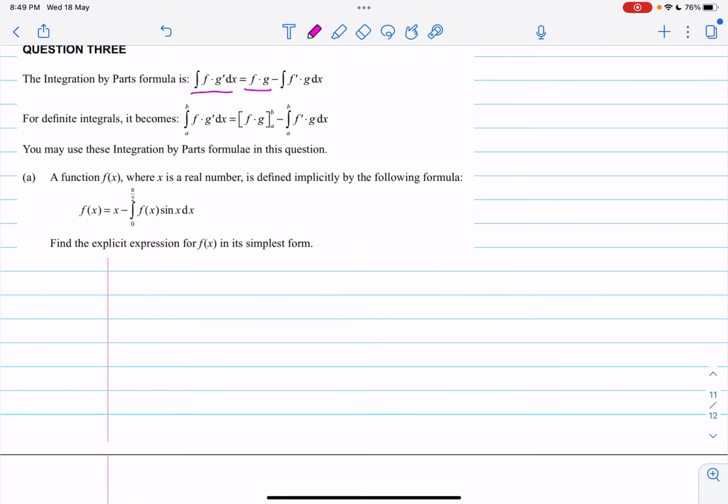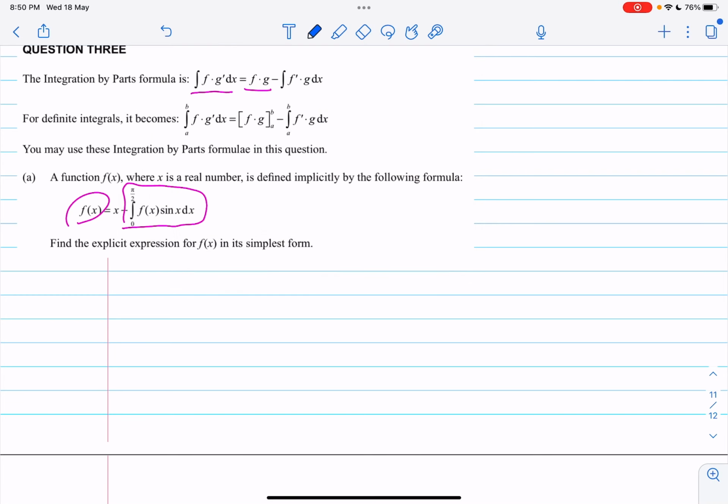Alright, so for this question, a function where x is a real number is defined implicitly by the following formula. They want us to find the explicit expression for a function in its simplest form. Okay. So what they want us to do is just to integrate this part, right? So we can just find the explicit expression for this.